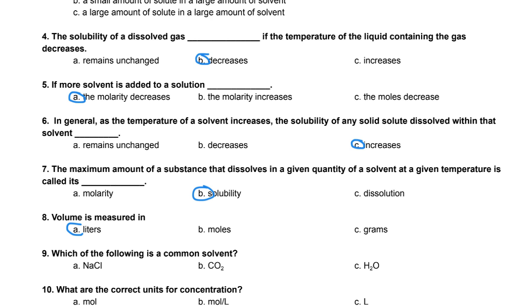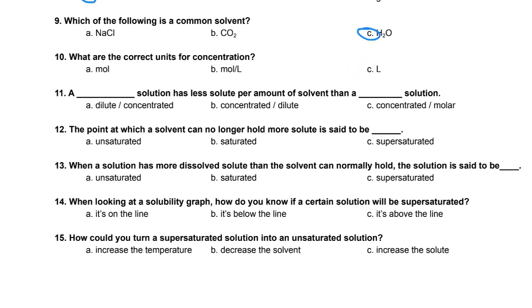Volume is measured in liters. Which of the following is a common solvent? H2O is our most common solvent, sometimes called the universal solvent. What are the correct units for concentration? Well, we normally say molarity, but molarity is moles per liter, so we'll pick option B there.